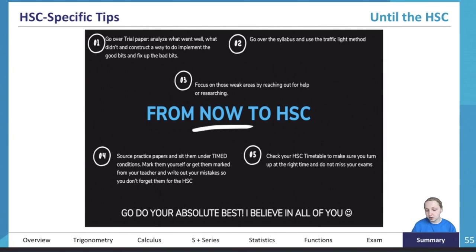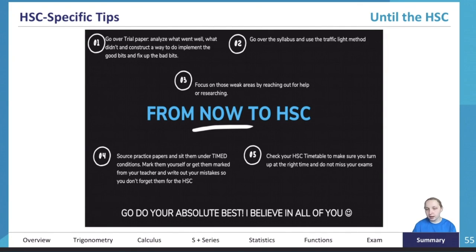Go over the syllabus using the traffic light method. So highlight the syllabus points you feel super confident in green. Do ones you're like, yellow, and then the really hard ones red. Like I said, focus on your weak areas.